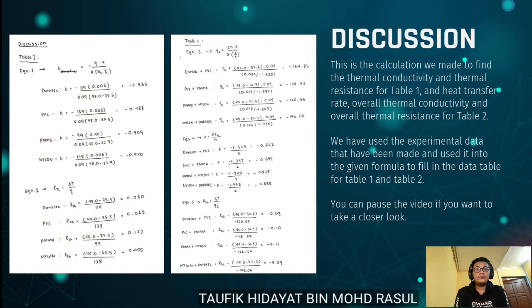Next, I would like to talk about the discussion for the thermal conductivity experiment. This is the calculation we made to find the thermal conductivity and thermal resistance for table 1, and heat transfer rate, overall thermal conductivity and overall thermal resistance for table 2. We have used the experiment data and applied it to the given formula to fill in the data for table 1 and table 2.